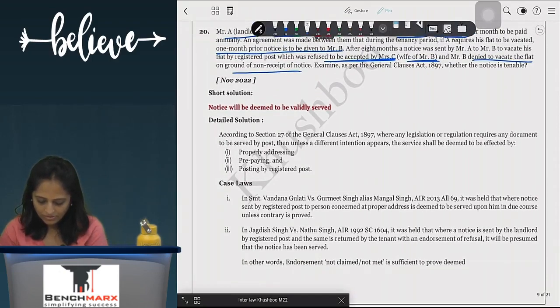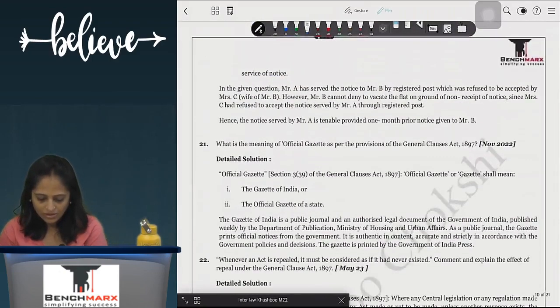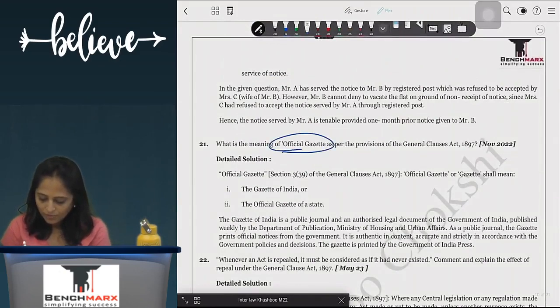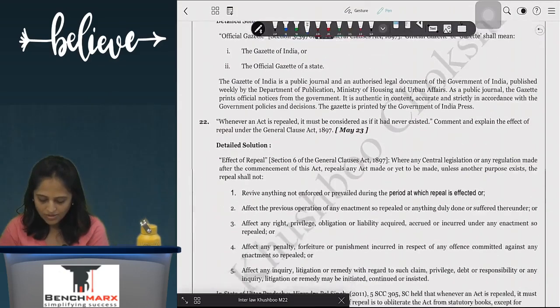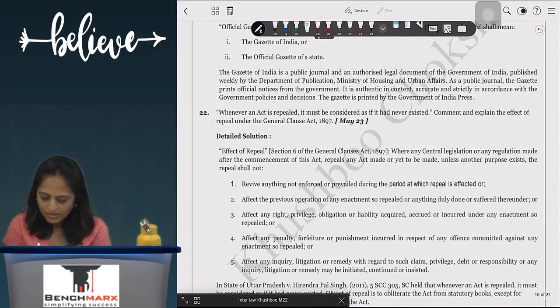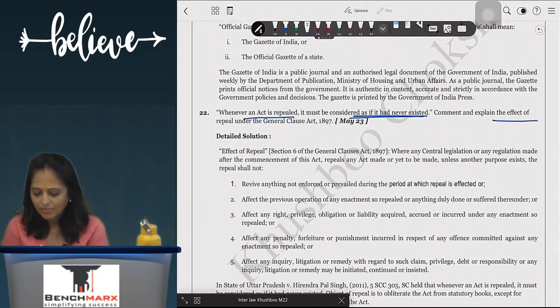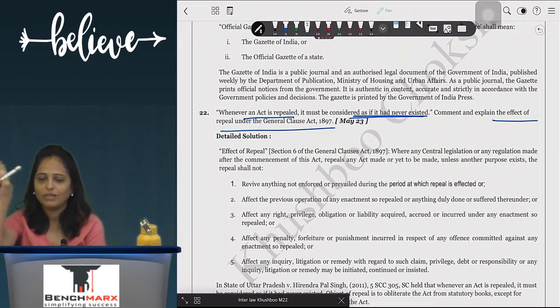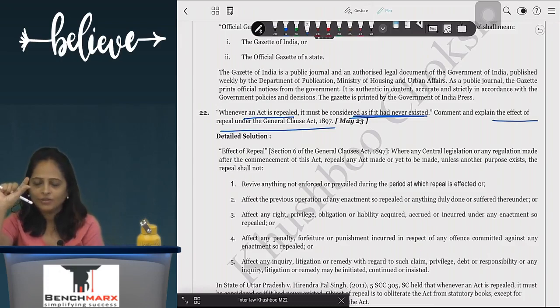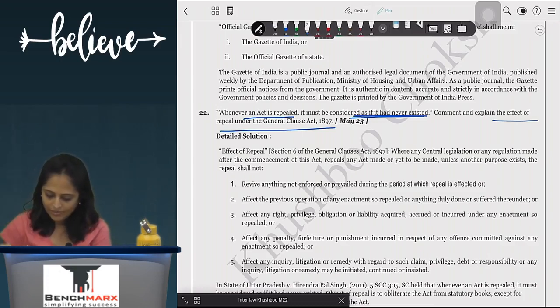ये क्या है? अच्छा, केस लॉ लिखा है. हाँ. What is the meaning of official gazette as per the provisions? अपने को पता है. Whether an act is repealed, it must be considered as if it never existed. Comment on this. ये जो आपको मैंने कल केस स्टडी बोला था, जो नेक्स्ट पेज पे वो टेबल आ रहा था, between difference between repeal and deletion. That is what you will explain here.